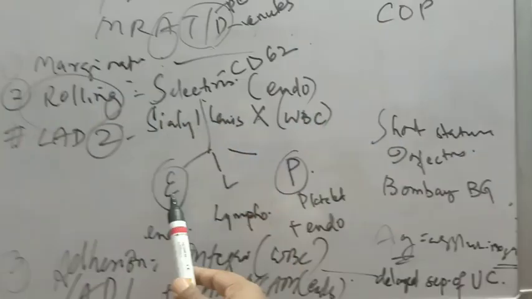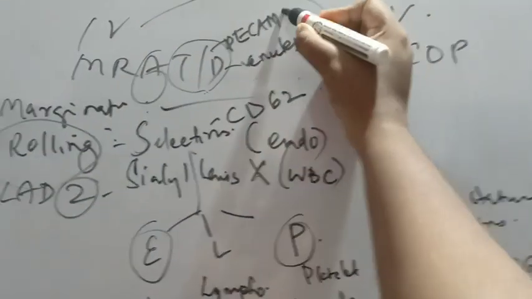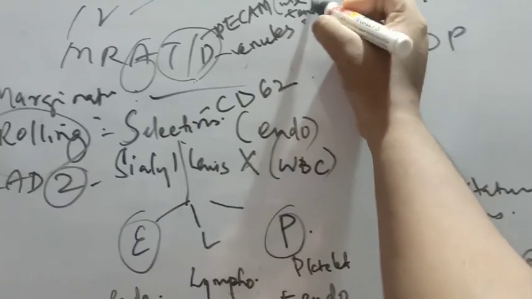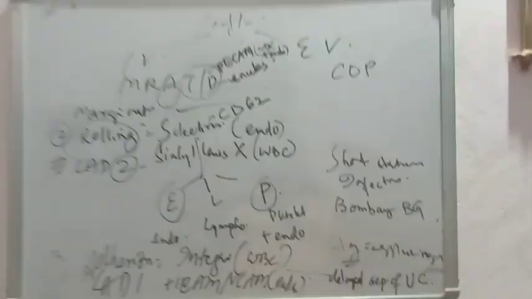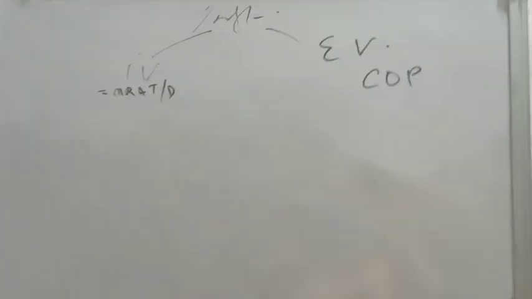Okay, and PECAM, now you will ask me, ma'am, why are there two components everywhere, but here we have only PECAM? Because PECAM is present on both WBC and endothelium. So both the places we have PECAM. So the intravascular part is done. Now let's go to the extravascular part. COP: C is chemotaxis, O is opsonization, and P is phagocytosis.